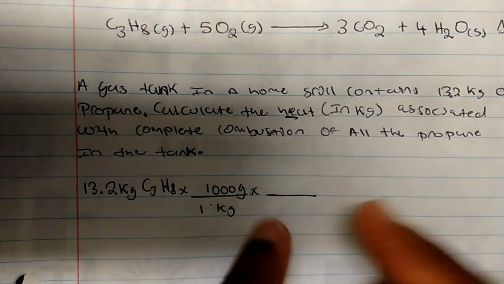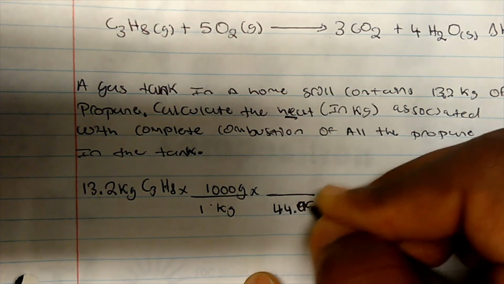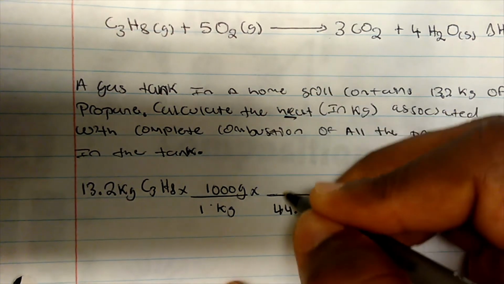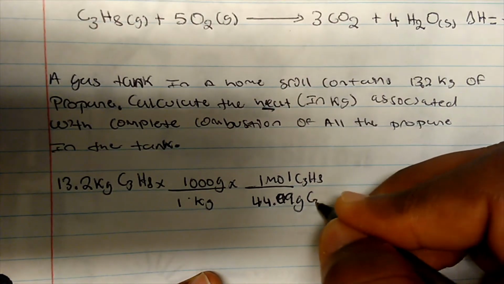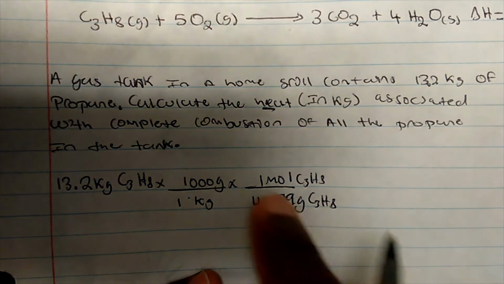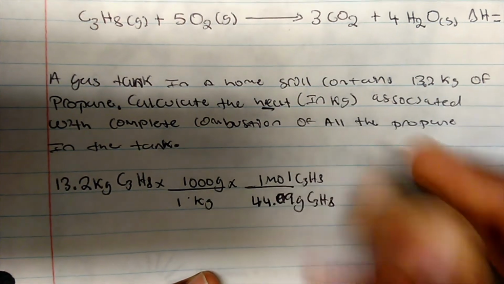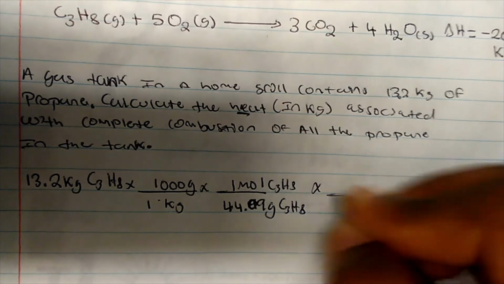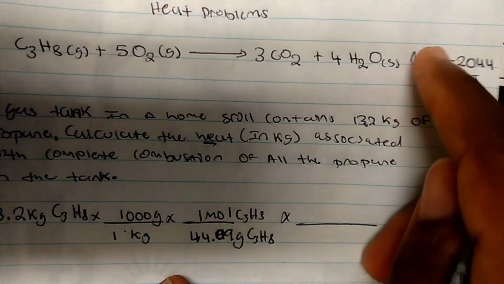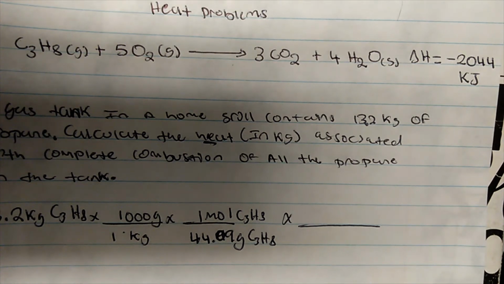I need to somehow get to moles, and so I know my 44.09 grams will be on the bottom for every 1 mole of C3H8. Essentially, I just found the molar mass for this. I had to find the molar mass in order to get to moles, and here's the reason why. If you did not know, delta H in this case is given in kilojoules per mole.